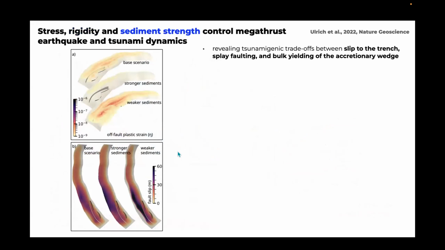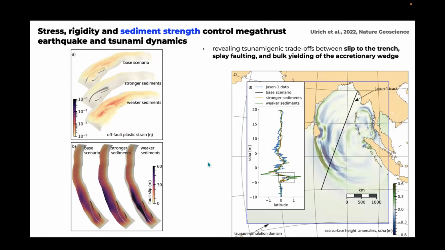So for example, if we're accounting for not only the fault being governed by different rigidity or by different strength, but also accounting for either weaker or stronger sediments, we get very strong tsunami genesis trade-offs between slip to the trench, splay faulting, or bulk yielding of the accretional wedge. So if we account for weaker sediments, slip is pushed down dip. So we don't have slip all the way to the trench because the energy is used to yield the sediments. However, we get a much stronger tsunami amplitude in the coupled simulations.